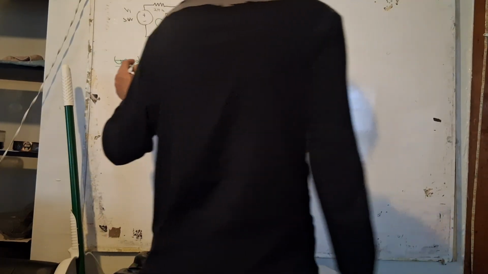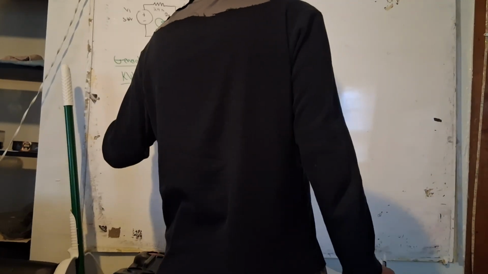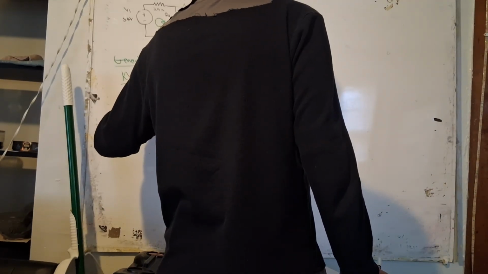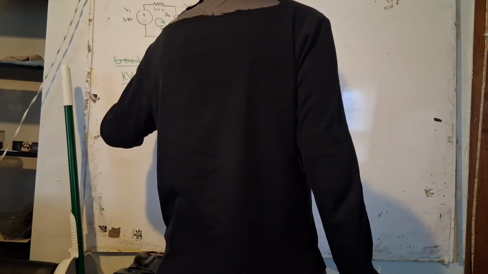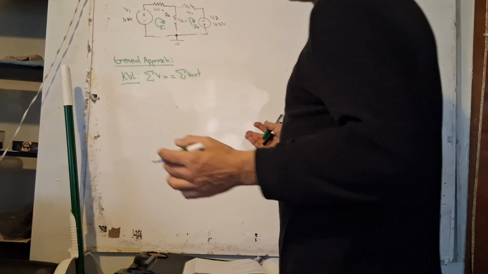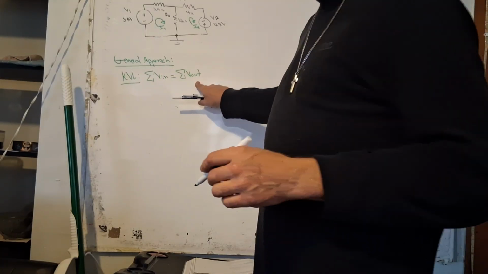And so we're going to do what's called a KVL here, because we have voltages here, so we're going to do KVL. And KVL is the Greek symbol for summation. The sum of the voltages in is equal to the sum of the voltages out. If you're going to do nodal analysis, it would be KCL, which is sum of the currents in equal to sum of the currents out.